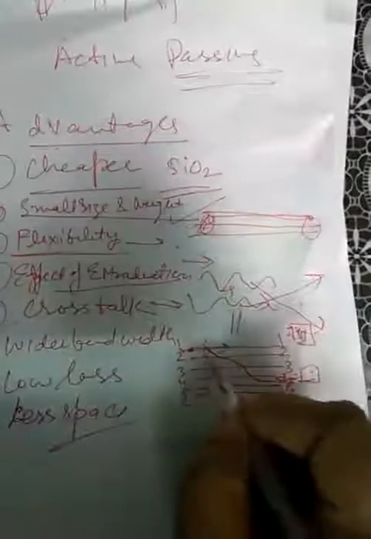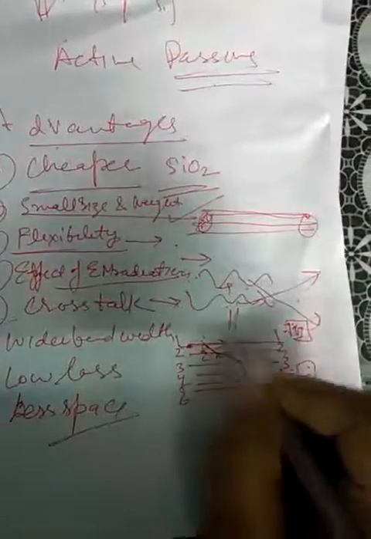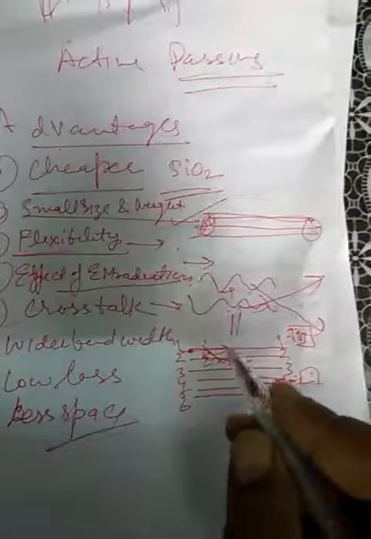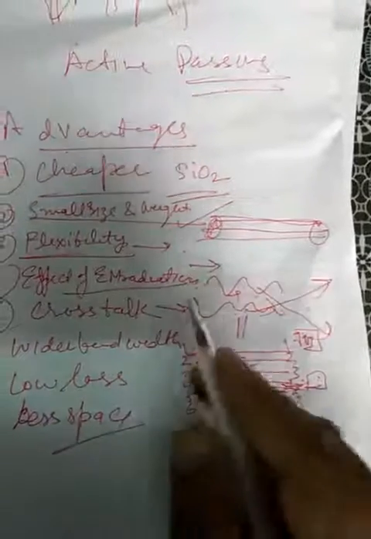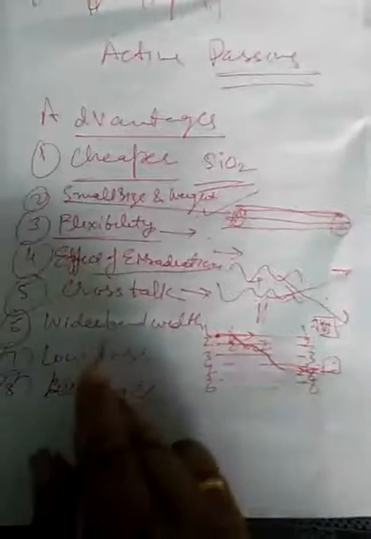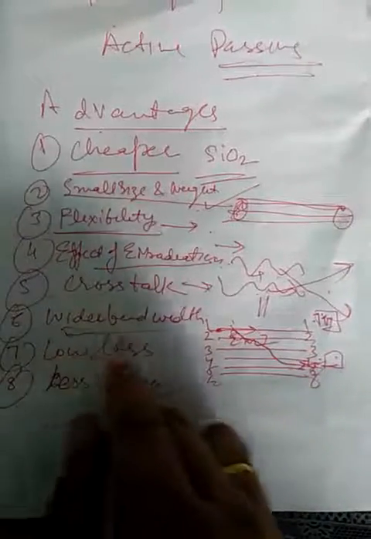That occurs because of electromagnetic induction in the earlier radio frequency cables, radio wave cables. But in the case of optical signals, there is no such phenomenon, so the crosstalk is avoided. Now that is another advantage.